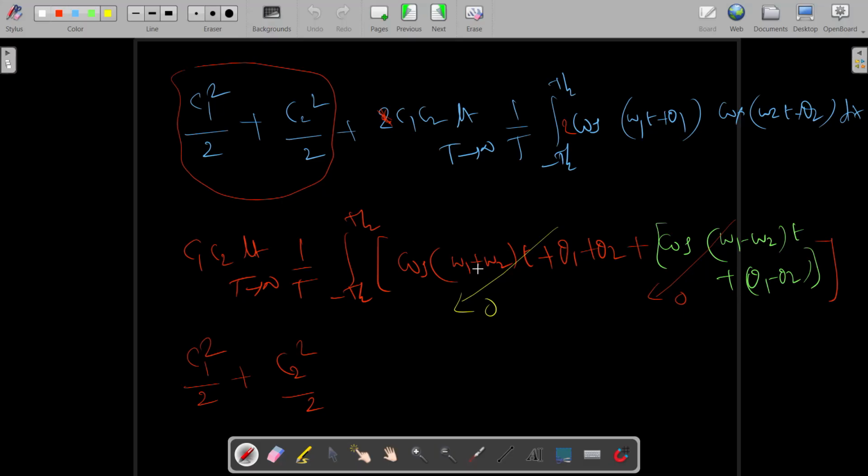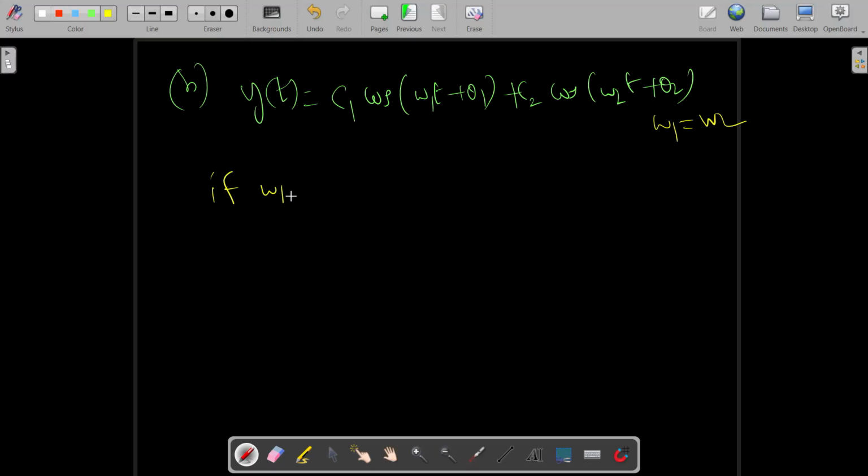If these two are equal, this is going to be cos(2 omega 1 t plus theta 1 plus theta 2). So therefore this term definitely will go to 0, whereas you will get the final term as cos(theta 1 minus theta 2), correct? So now with this, let us go to the next page.